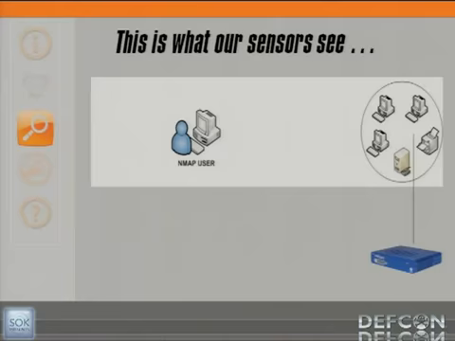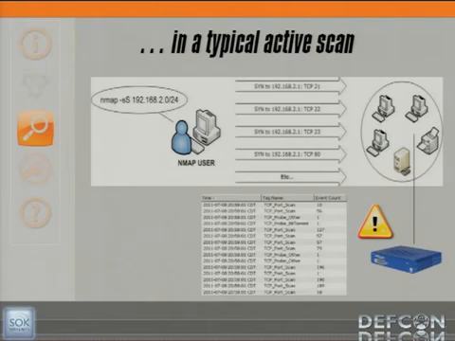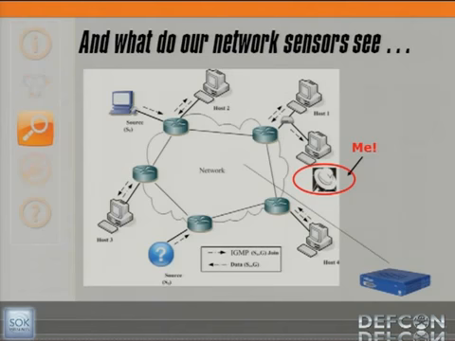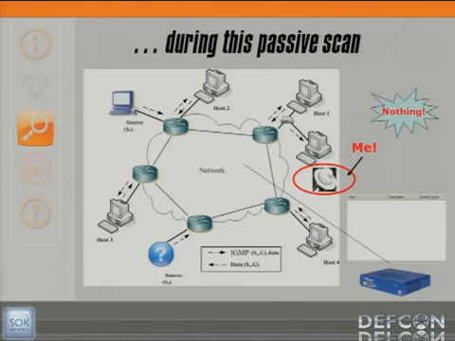All right, the demonstration. I wanted to quickly take a look at comparing an active scan versus this type of passive scan. This is what our sensors see in a typical active scan, and that's our Nmap user there. It lights an IPS up like a Christmas tree. This is not even all of the signatures that fired. And what do our network sensors see? There's me there. During this passive scan, they see absolutely nothing.